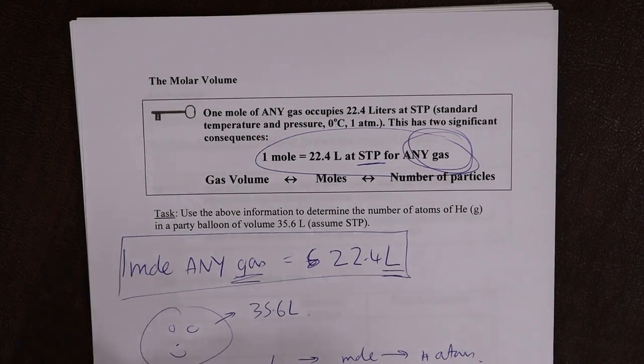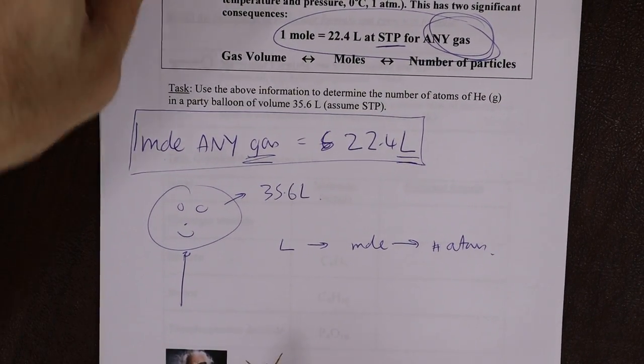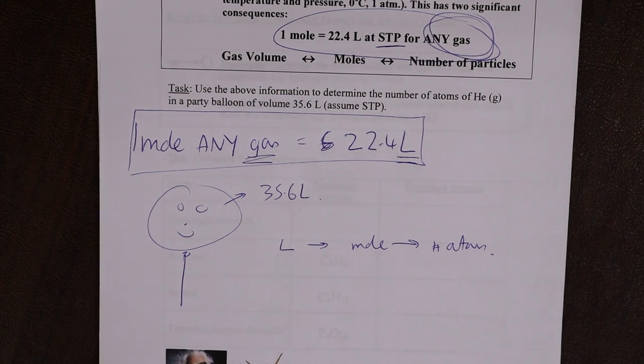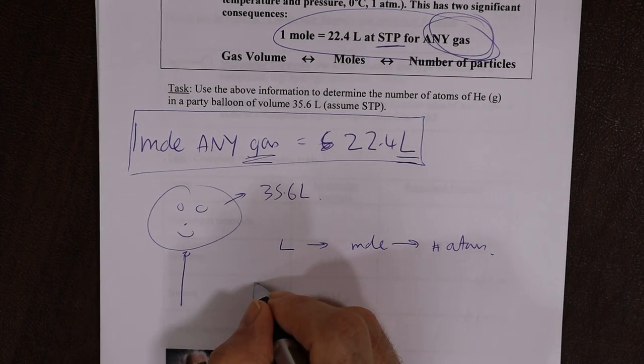Helium, remember, is an inert gas. Helium's an inert gas, therefore it's an atom all the time, okay? So the number of atoms is the number of particles. All right, so let's run the numbers. Again, feel free to pause.